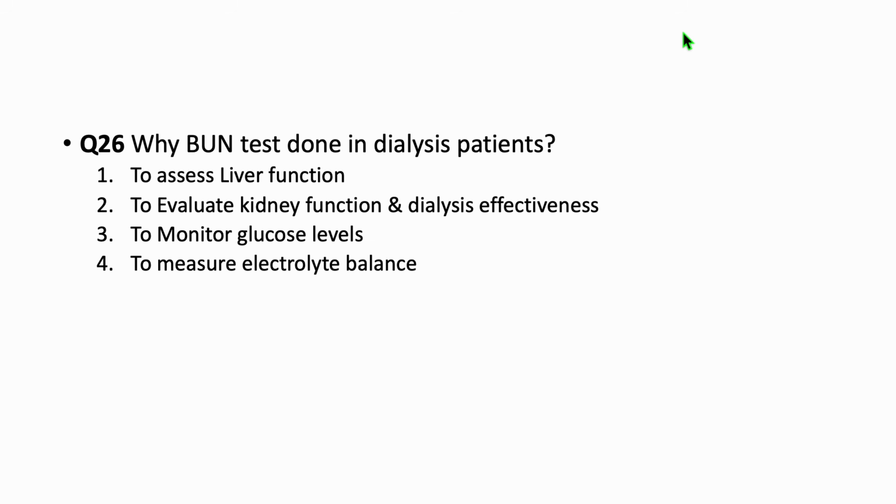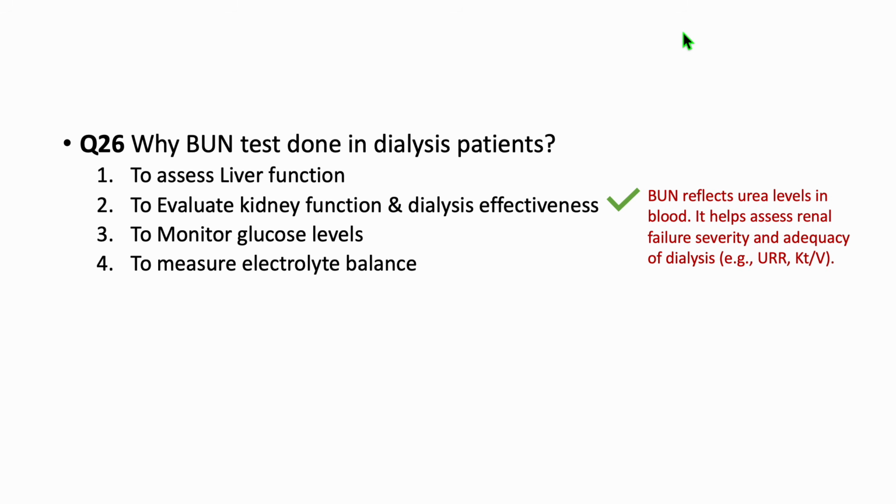So we conduct one test to evaluate kidney function and dialysis effectiveness. One reflects urea levels in the blood. It helps assess renal failure severity and adequacy of dialysis. Example, URR and KT by V.